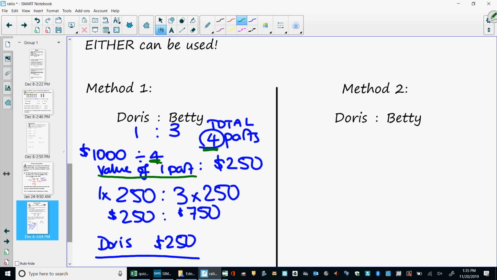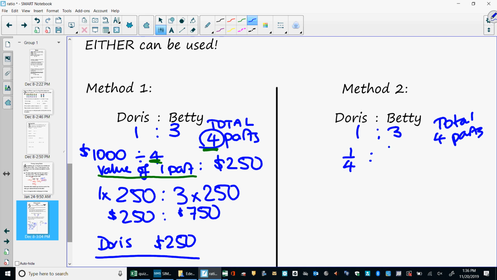Now, Doris only gets 1 part, so we say 1 times 250. And then Betty gets 3 parts, so she gets 3 lots of 250. Are you with me now? Yes. Okay. Method 2 is super similar. They were still in a ratio of 1 to 3. There are still a total of 4 parts.